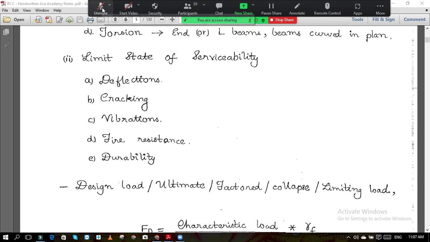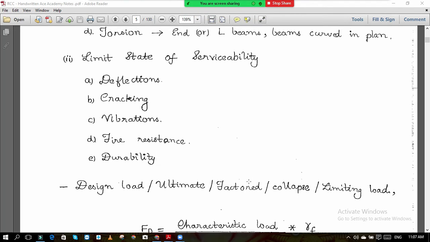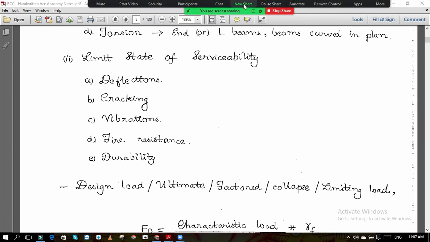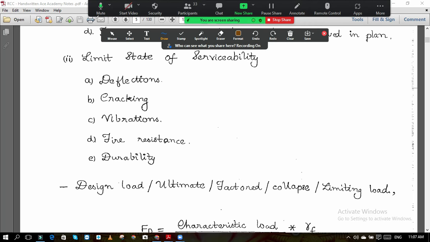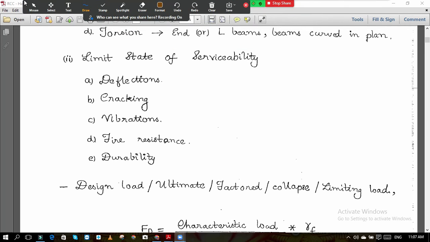Okay, so now it is open. Okay, so what was I talking about? I think I was talking about this deflection. Okay, so we were talking about this deflection.